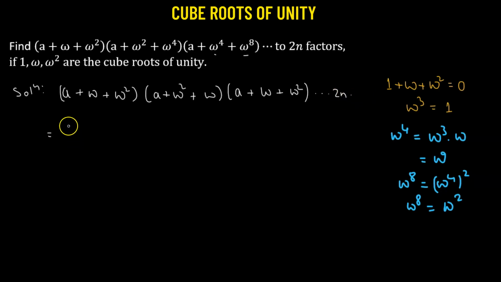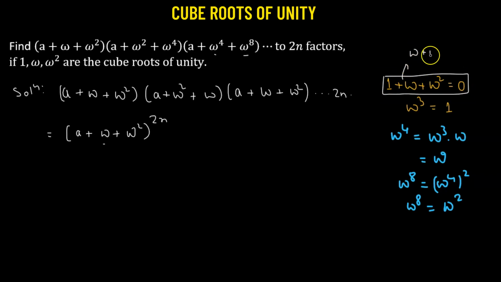So that means we have (a + ω + ω²), which will be multiplied by itself 2n number of times. Now what we can do is replace ω + ω² using the expression we stated earlier. From this we can say that ω + ω² equals -1. So let's replace this value here. This gives us (a - 1) raised to the power of 2n. So this is the value of the given expression.